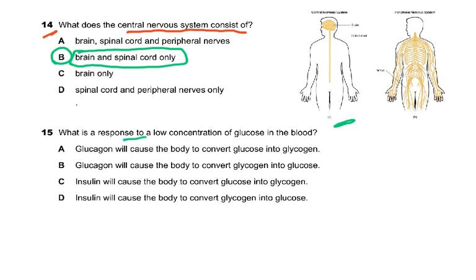What is a response to a low concentration of glucose in the blood? You see, when do insulin and glucagon work? Insulin works when your blood glucose levels are high. It converts the glucose to glycogen. But when you have a low concentration of glucose, like these days just before iftari, your glucose levels are going to fall. So when your glucose levels are going to fall, what is going to happen? We're going to have glucagon. So what will the glucagon do? Will it convert the glucose into glycogen or glycogen into glucose?